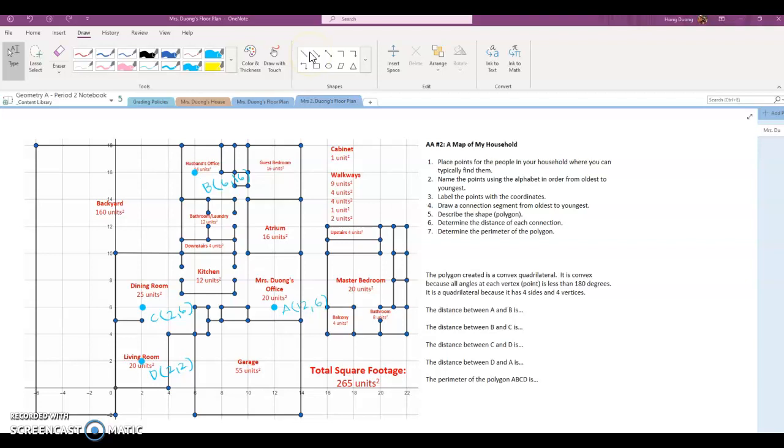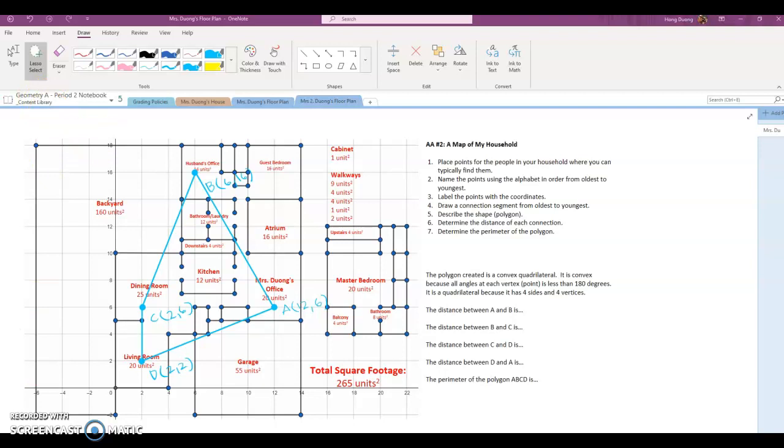Once you have mapped out the members of your household, label each point using the alphabet from oldest to youngest. Then label the points with their coordinates. Now that the points are labeled, connect each point from oldest to youngest. What shape or polygon does your mapping make?